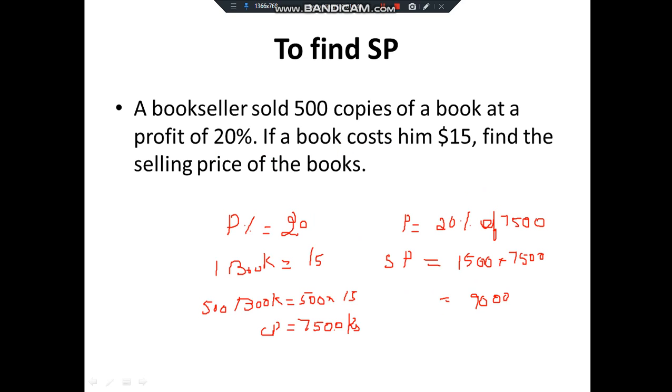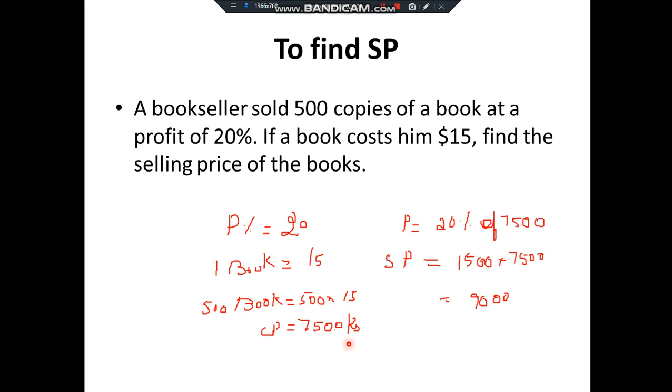A bookseller sold 500 copies of a book at a profit of 20%. If a book cost him rupees 15, find the selling price of the book. Okay, so first we write down what is given. Profit percentage is 20%. One book is 15 rupees, so 500 books is 500 into 15, right? So cost price is 7,500 rupees.